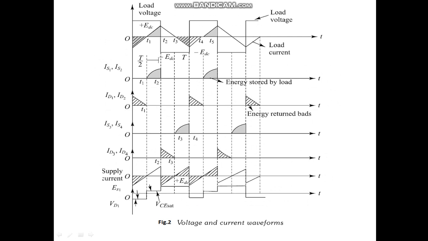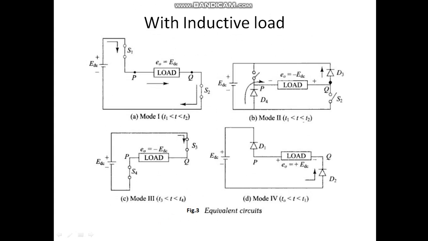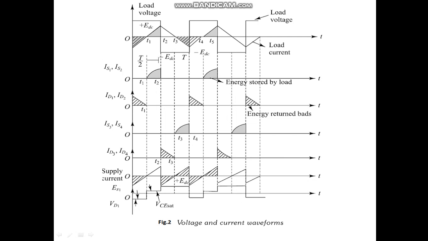So I have explained this waveform. Now see the actual waveform. The voltage is positive when T1 and T2 are conducting, and negative when T3 and T4 are conducting. So the voltage is a square wave. The only difference is in the current. Now when these are conducting, the inductor gets charged like this, the load inductor.